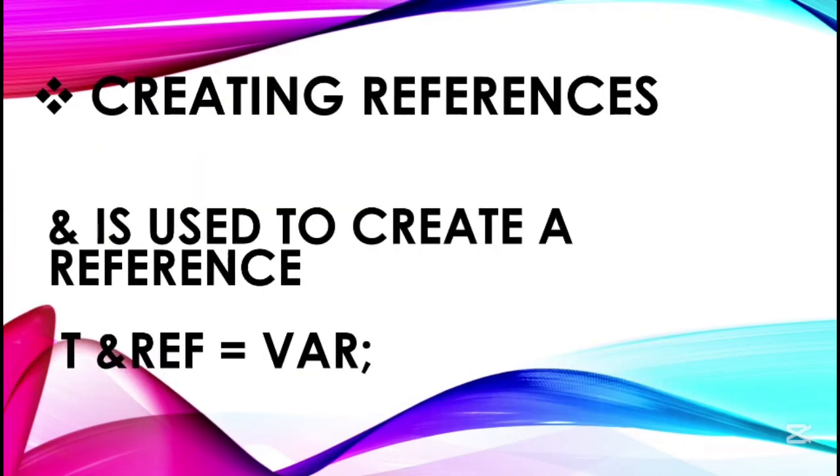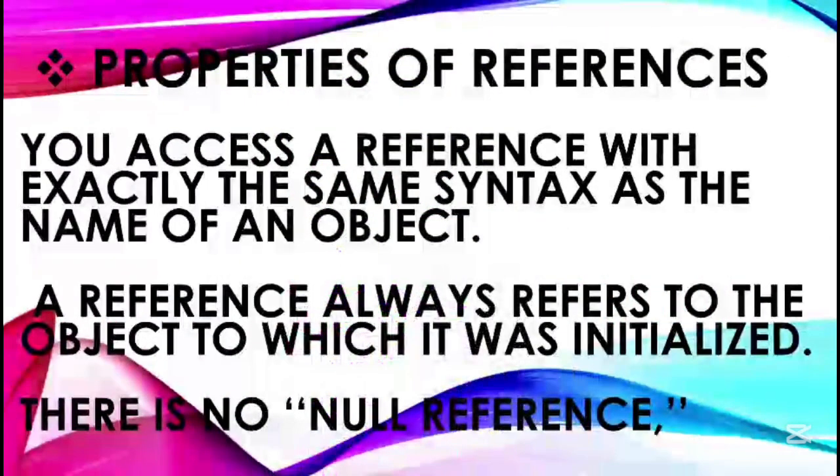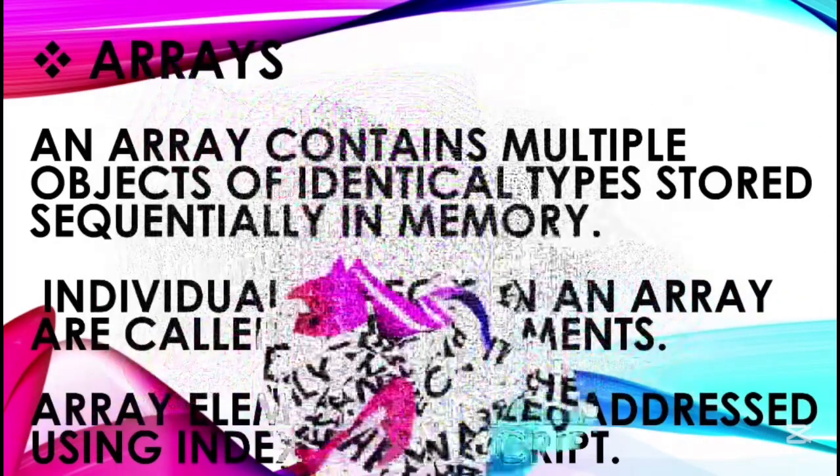Creating references. The ampersand is used to create a reference. Properties of a reference: you access a reference with exactly the same syntax as the name of an object. A reference always refers to the object to which it was initialized.